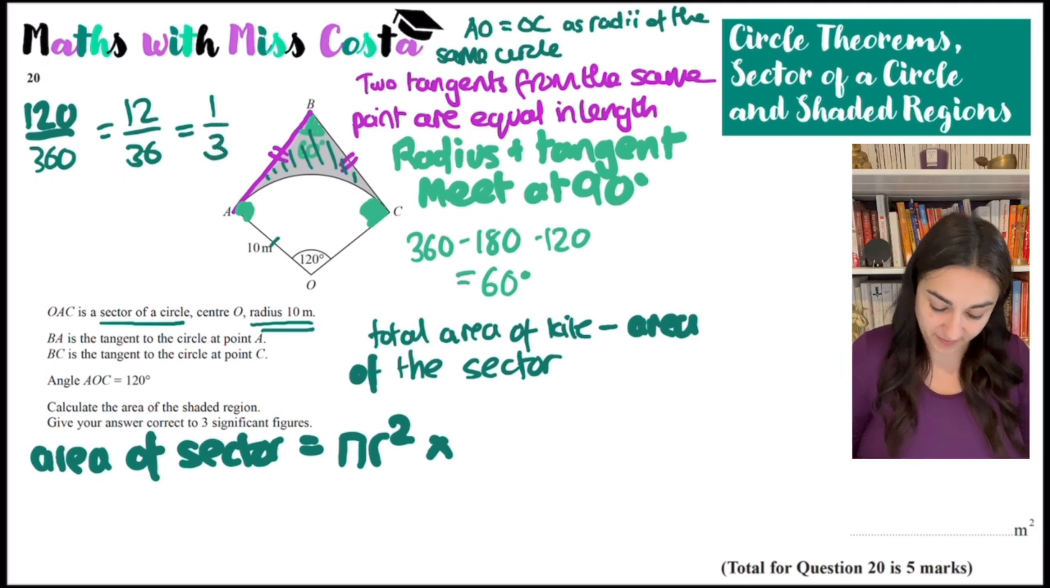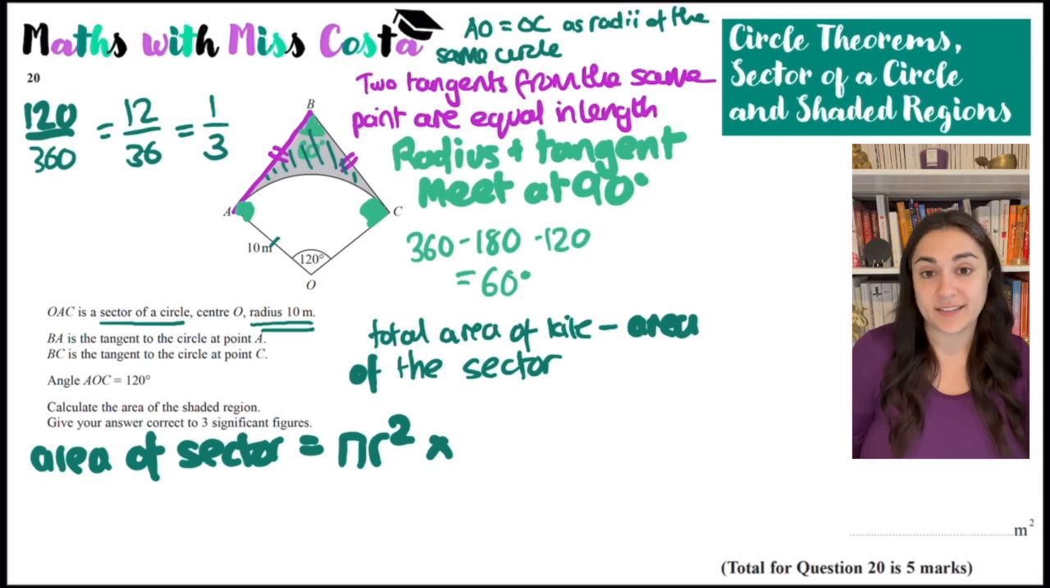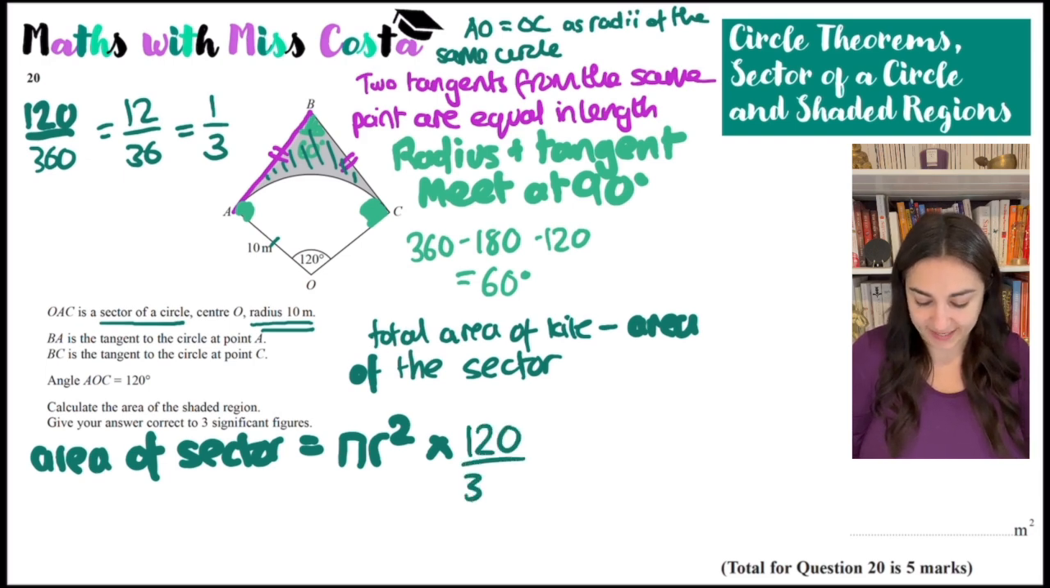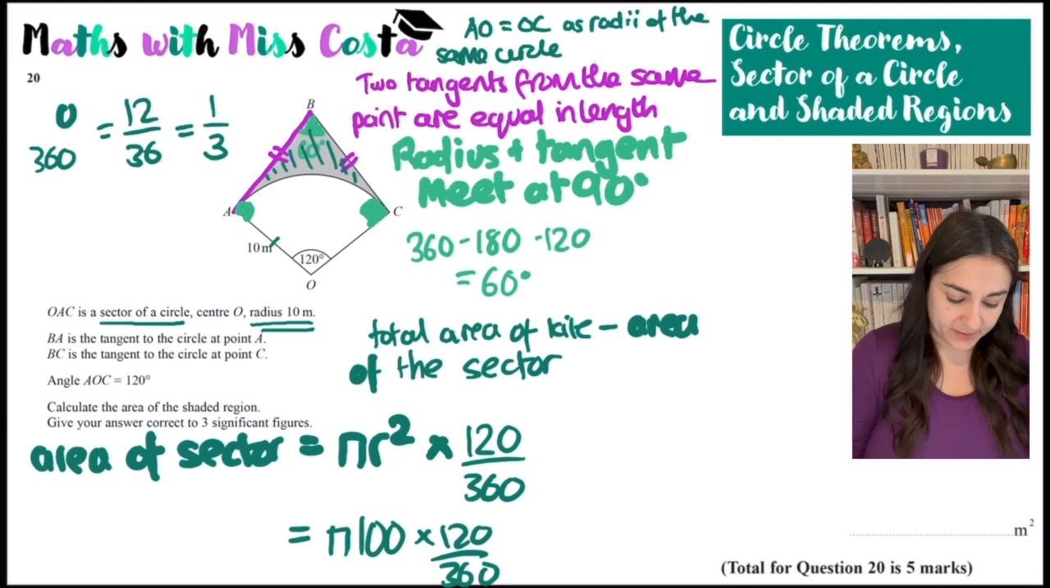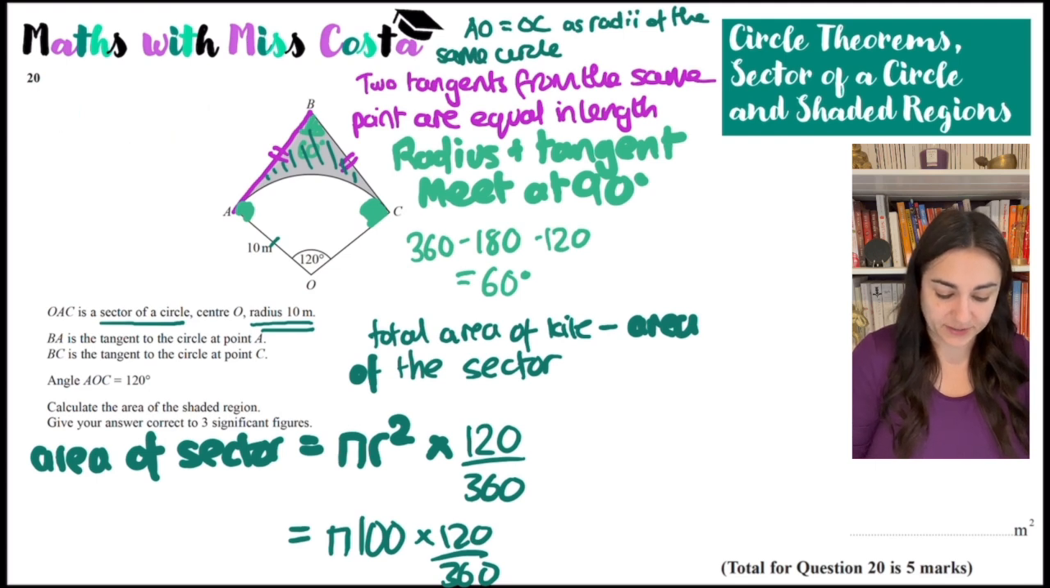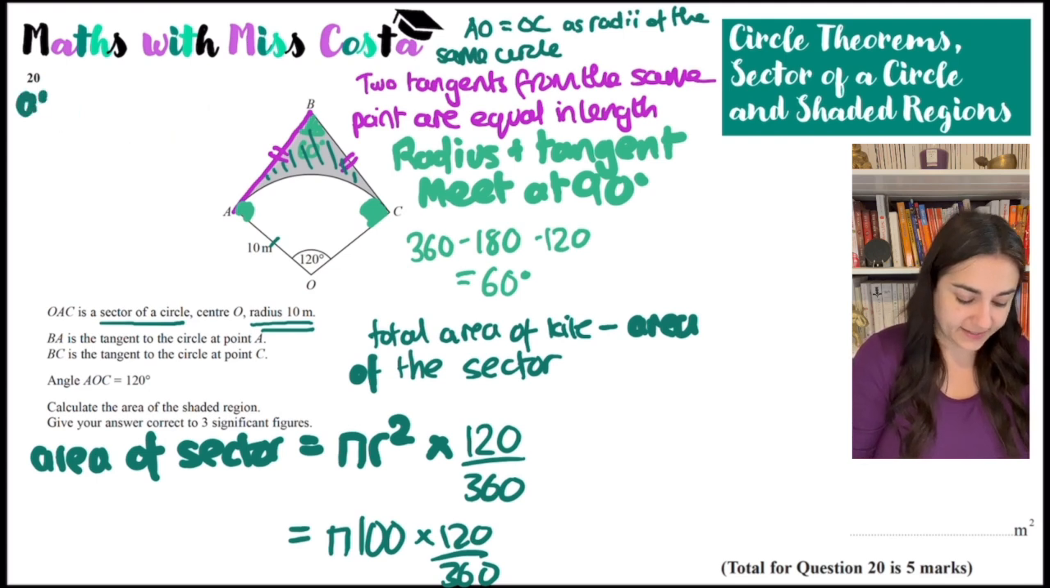So you might have spotted that, and you might know that you can just divide it by 3, or we can write it in its full form because this is a calculator paper, so it doesn't make much difference. Now, what's the length of the radius? It's 10, so that would be 100 pi times 120 over 360, and that would give me the area of my sector. So I can just write that up over here for later.